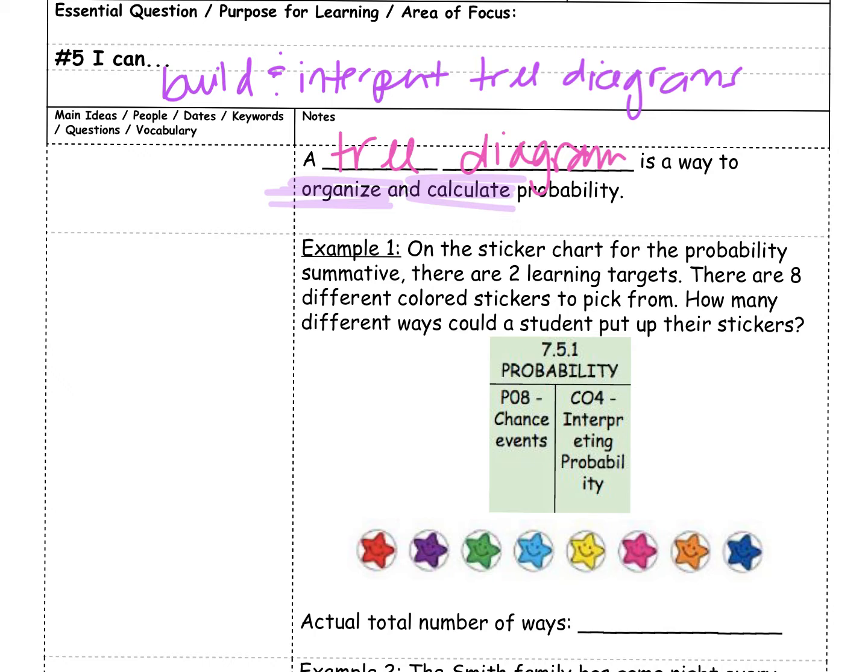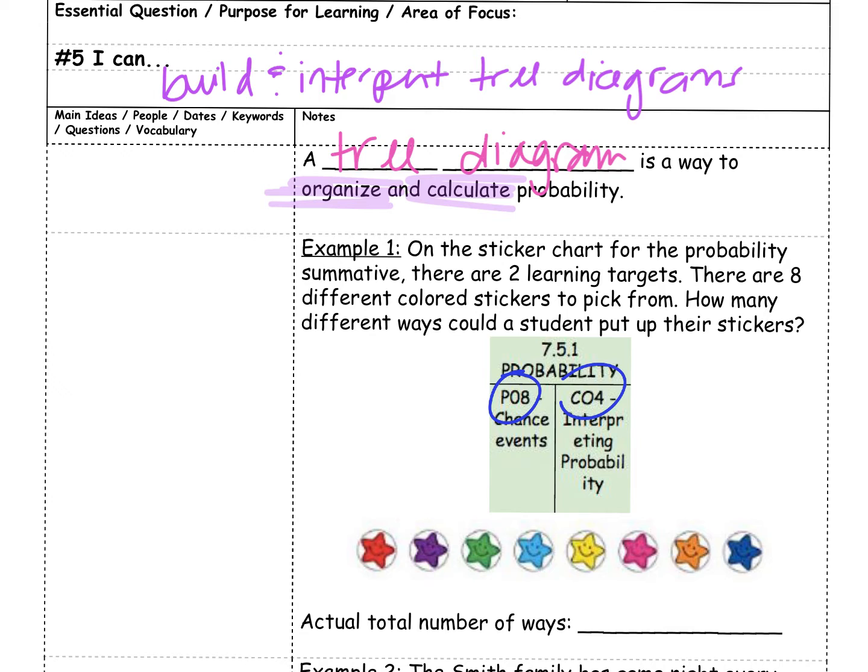Example 1 states that on our sticker chart for the probability summative, there are 2 learning targets. Okay, so we have our 2 learning targets, PO8 and CO4. There are 8 different colored stickers to pick from. They're down below. How many different ways could a student put up their sticker?